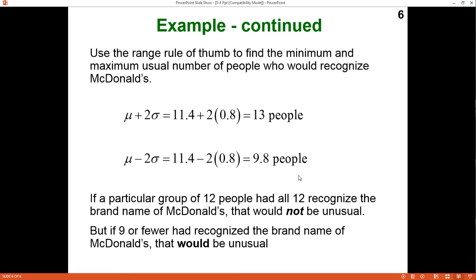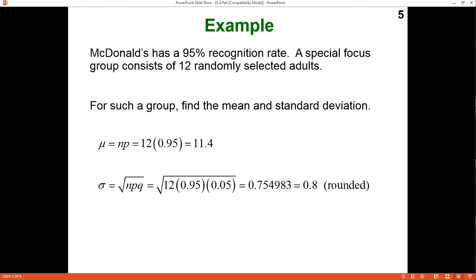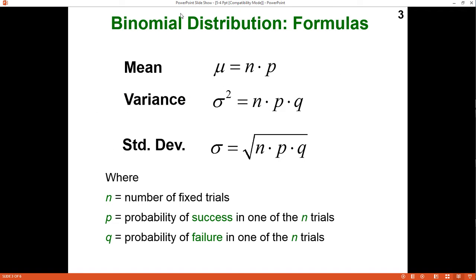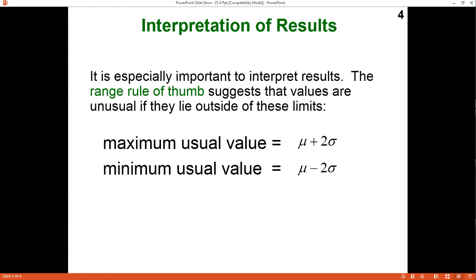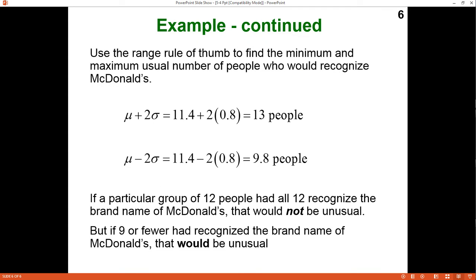Okay? So the main thing, and we're going to be able to come back and reference these slides. You can see here that the mean is simply the product of np. The variance is the product of npq. And then standard deviation is the square root of that. Rule of thumb, we've seen that before. Here's how it can be applied in a particular example with the McDonald's recognition. Once we calculated the mean and standard deviation, we know that 95% of usual behavior is going to lie within 2 standard deviations either side.